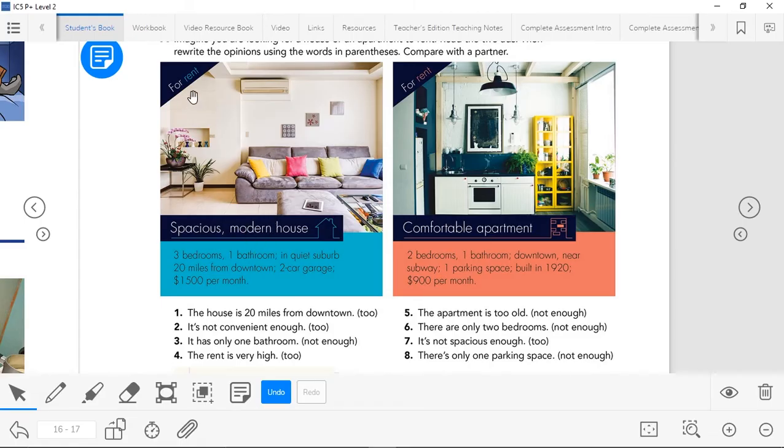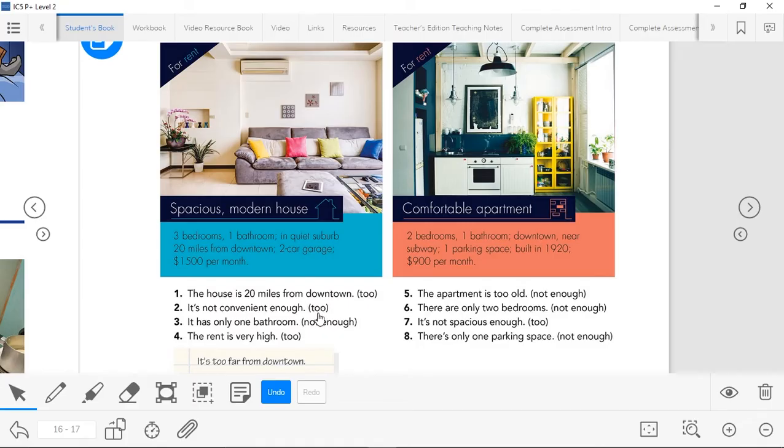This is a modern house that is for rent, that is spacious, it has 3 bedrooms, 1 bathroom in a quiet suburb, 20 miles from downtown, 2-car garage, $1,500 per month. And we have this apartment. It's a comfortable apartment. It has 2 bedrooms, 1 bathroom. It's downtown, near the subway, 1 parking space, built in 1920, and it's $900 per month. What you have to do is to rewrite these sentences using the words in parentheses, okay?